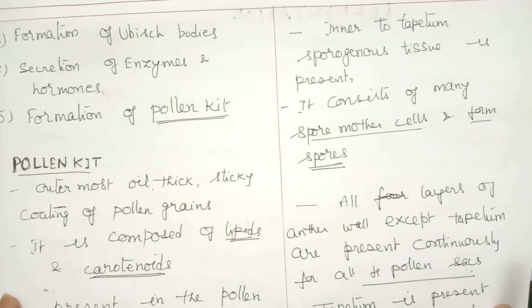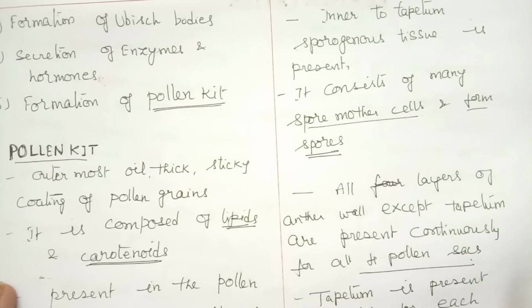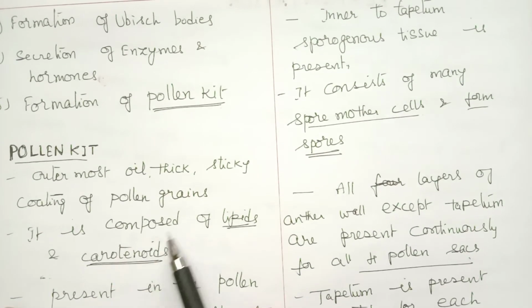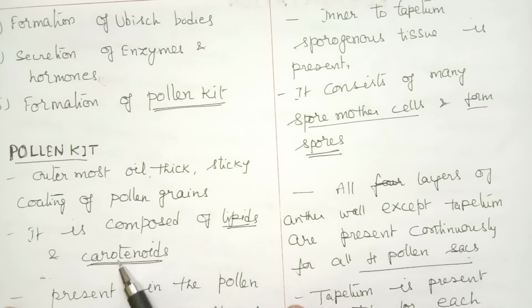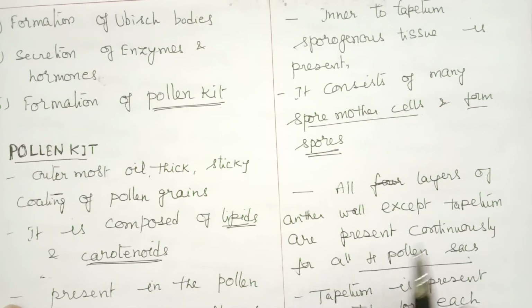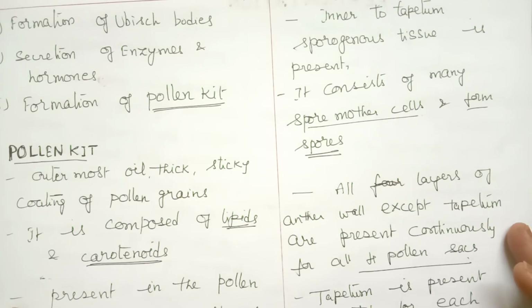Now what is the pollen kit? It is the outermost thick and sticky coating of the pollen grain, composed of lipids and carotenoids. Outermost oily, thick and sticky coating of the pollen grain. What is its composition? It is made up of lipids and carotenoids. This is very, very important, children. Some terms which I am discussing are a little out of NCERT also, but these are very, very important for any entrance exam you are going to write. So you have to follow the video carefully from the beginning till the end.